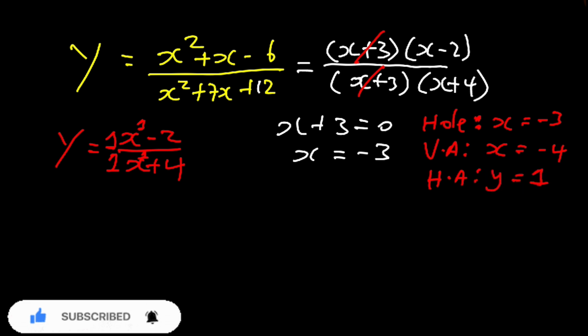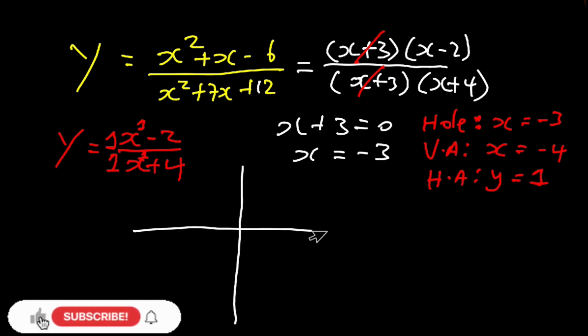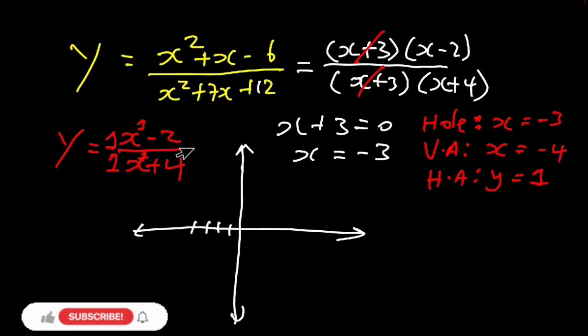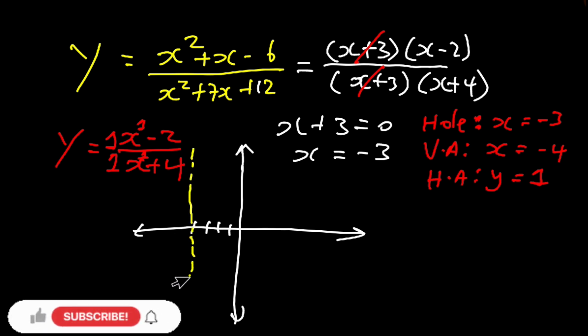Now let's plot the graph of this function. The vertical asymptote is at the point where x is equal to -4. So here it is. Then the horizontal asymptote is at the point where y is equal to 1. So here it is.